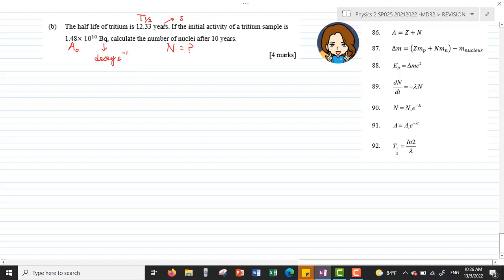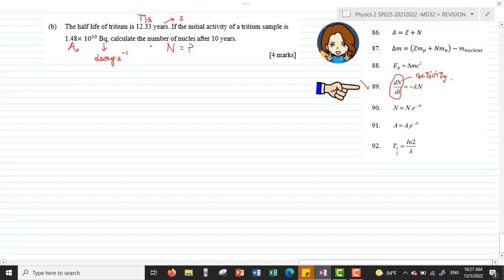That's why we must change our half-life to seconds, so we will be consistent with the unit we use when we do calculations. So we want to find the numbers of nuclides. If we refer to the equations that we have under radioactivities, the numbers of nuclides we can relate with the decay constant and also the rate of decays using equation 89. This rate of decays actually is referred to activities.